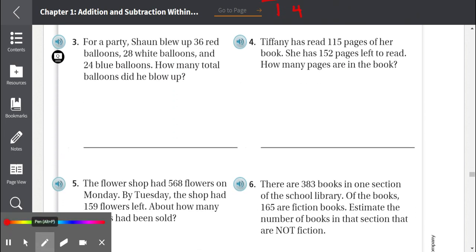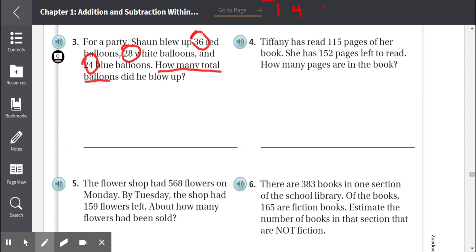For a party, Sean blew up 36 red balloons, 28 white balloons, and 24 blue balloons. How many total balloons did he blow up? So it was 36 red balloons, 28 white balloons, 24 blue balloons. We circled our important numbers and we underline our question because it tells us what we need to find. So we need to find how many, and the word total tells us to add. So we know we're going to be adding these numbers.